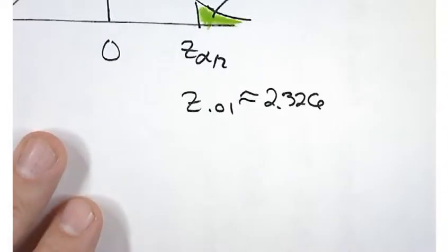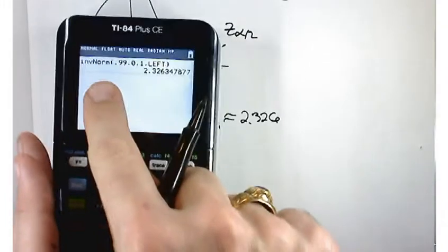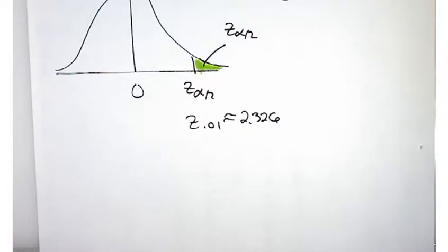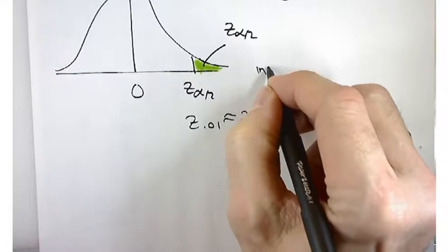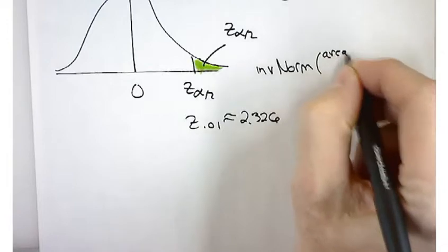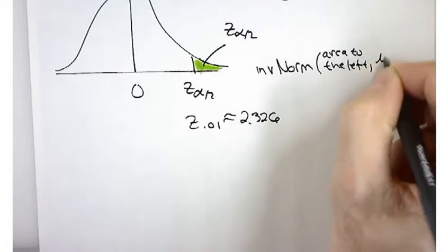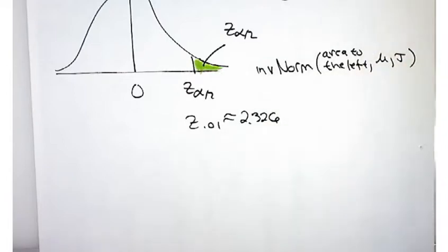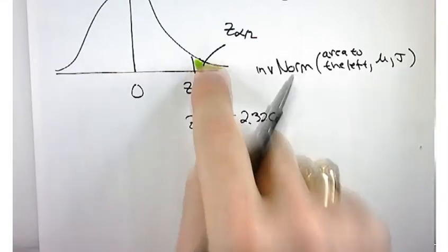If you have an older calculator, if your inverse norm is not menu driven like this is, then the form of the command is inverse norm and then area to the left, comma mu, comma sigma. That's the form that you would type it in. And the comma is right above the 7, so you can directly access that. So you should get about 2.326 would be that value.